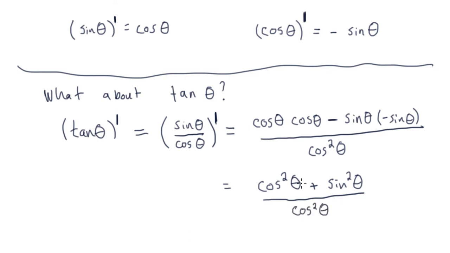But what's cosine squared theta plus sine squared theta? This is 1 over cosine squared theta. And if we wanted to be really neat, we actually have a name for 1 over cosine theta. It's secant theta. So this is actually just secant squared theta. So the derivative of tangent is secant squared theta. And notice the beauty of it is that we found the derivative of tangent by just knowing the derivative of sine and cosine.